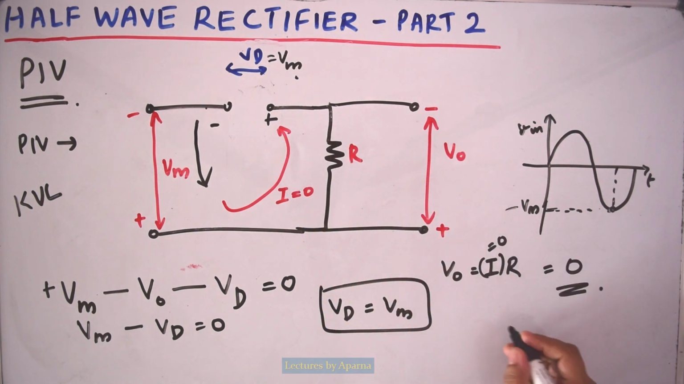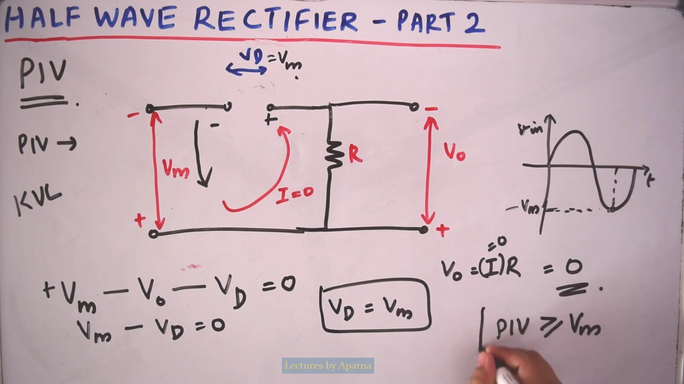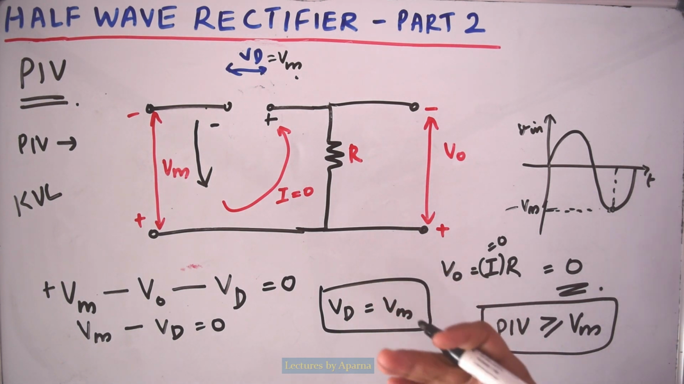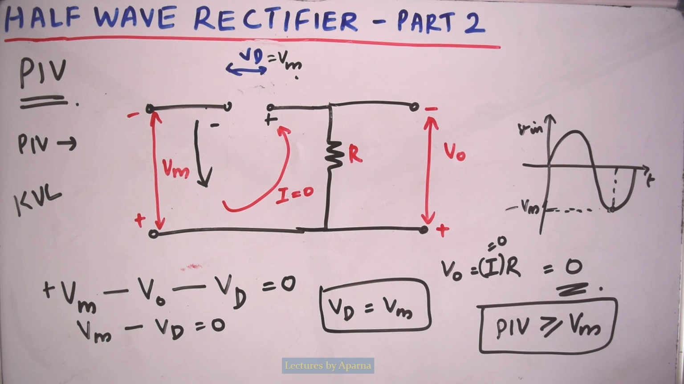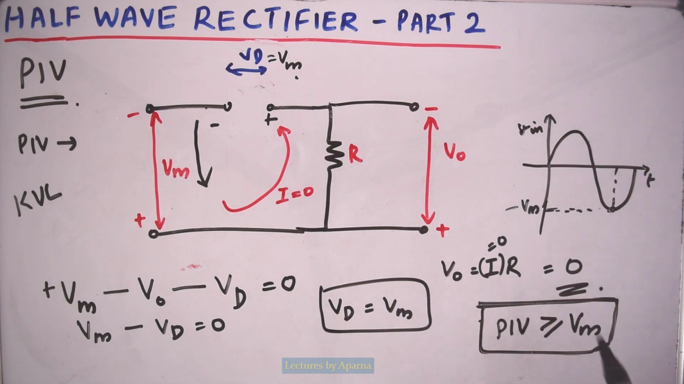So the peak inverse voltage for the diode should be greater than or equal to this Vm, so that it can handle this Vm and the diode will not go to the breakdown region. So this is the peak inverse voltage of a diode in a half wave rectifier. That is, its value should always be greater than or equal to the peak value of the input waveform that you are using. So these are some of the calculations in a half wave rectifier.